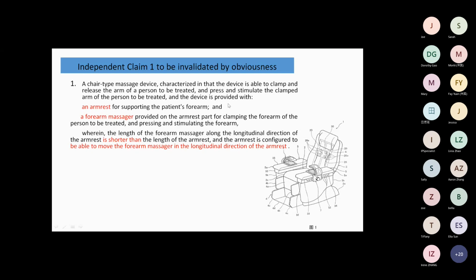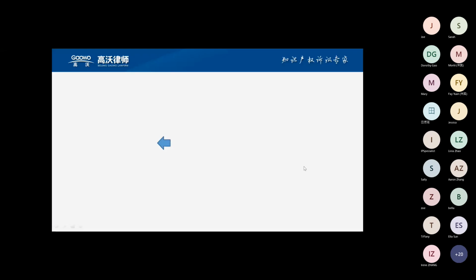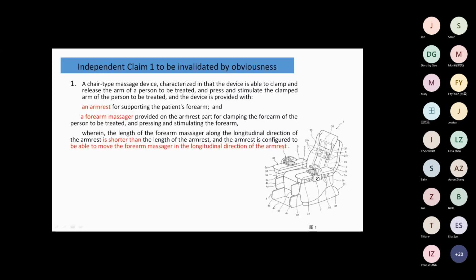So the chair type massage device includes an armrest numbered 33. You can see the left and the right have an armrest. It also includes a forearm massager. You can see on the picture, number 7, right here. You can see a forearm massager, which is used to massage the forearm.